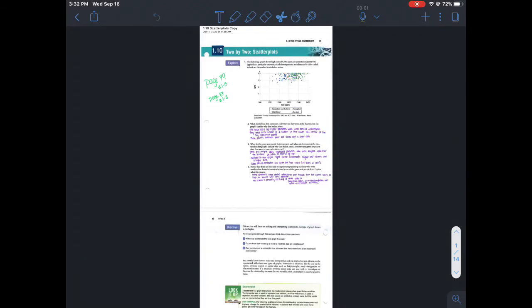1.10, we are discussing scatterplot. So yesterday we were making and interpreting graphs. Scatterplot is just another graph just filled with a bunch of dots. For this section, we will be using Desmos.